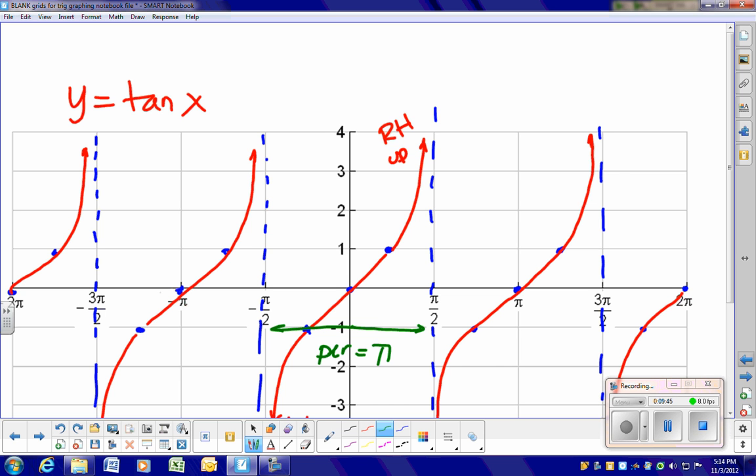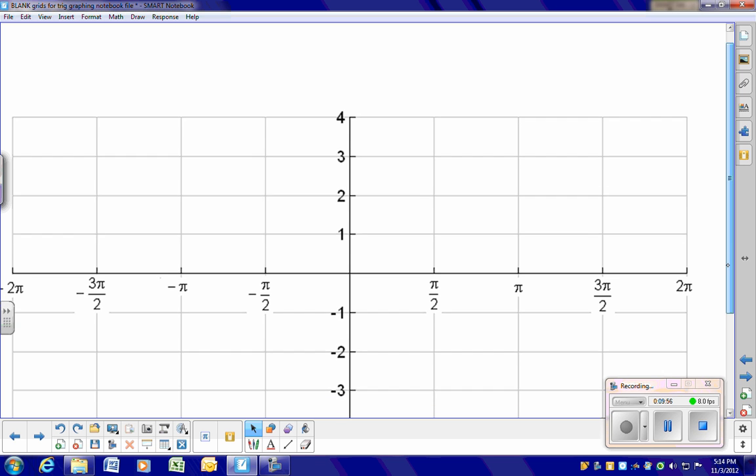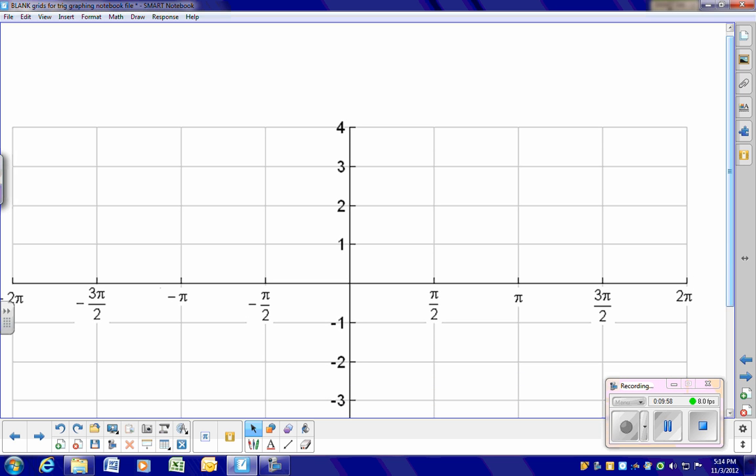So tangent and cotangent have different periods than the other trig functions we've seen so far. They are based on pi rather than 2 pi. We're going to do 2 more examples, and then you are out of here. Now I want you to flip to your purple packet. These are the two example problems that we will do that are variations on tangent and cotangent. So example 1 in your purple packet.